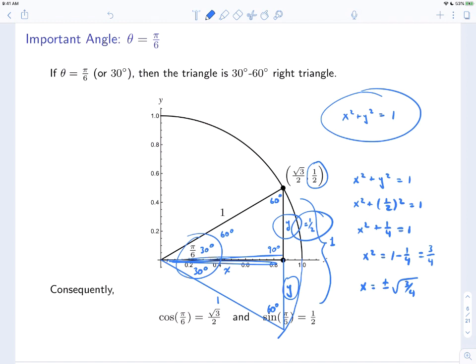Well, x is a length, so it's going to be positive, so we pick the positive square root. So x is equal to the square root of 3 over 4, which is the square root of 3 over 2. So the x-coordinate is the square root of 3 over 2. So that's how we know that cosine of pi over 6 is square root of 3 over 2, and sine of pi over 6 is 1/2. So sine is 1/2, and cosine is square root of 3 over 2.